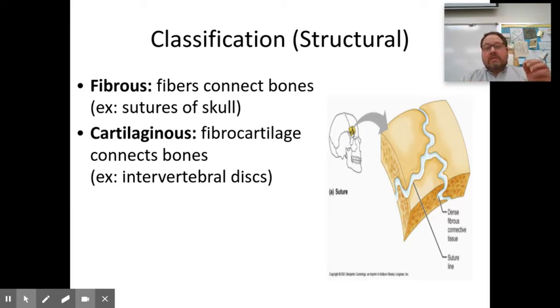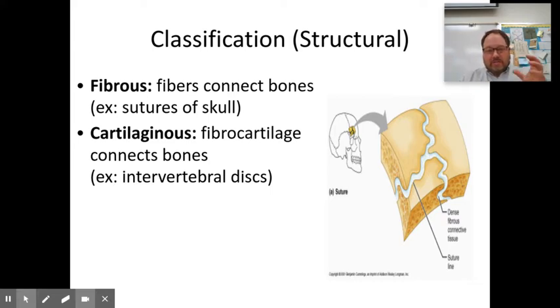So synarthrotic joints that don't move structurally are considered fibrous joints. They're considered fibrous because between the bones, you have these protein fibers stitching them together. So fibrous joints are stitched together by proteins. That's a structural definition. Functionally, they're synarthrotic. They don't move.